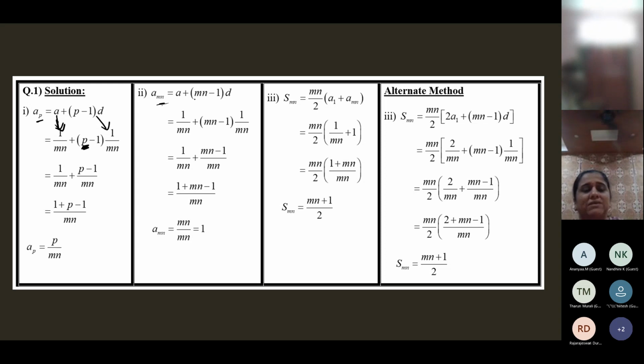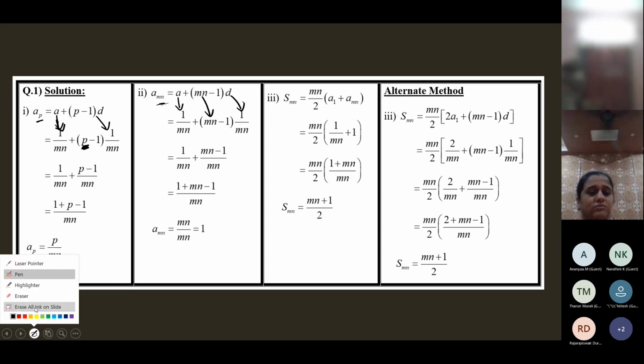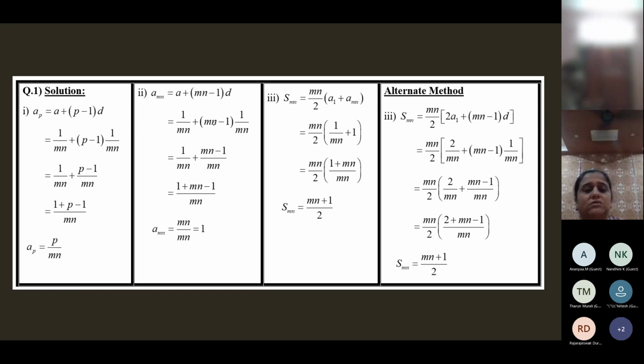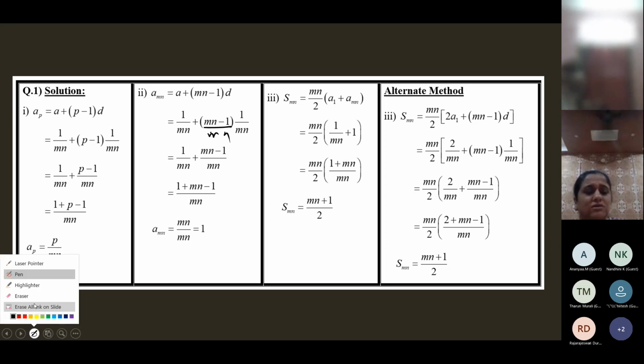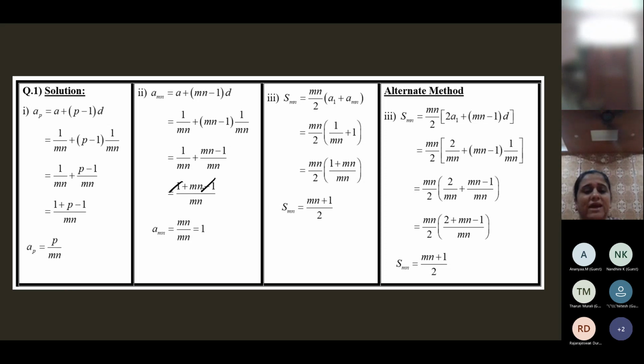The mnth term, A plus mn minus 1 into D. Substitute the expression for A and D. Mn is mn. So this will be mn minus 1 by mn when you multiply. Then common denominator and all that. 1 minus 1 cancels. So mn by mn, which is 1.